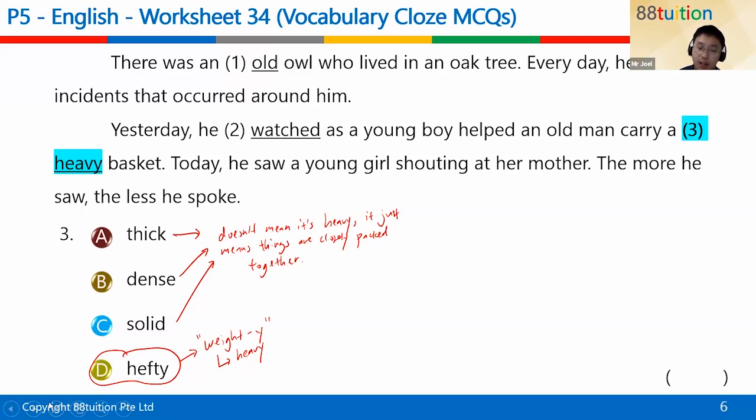Today, he saw a young girl shouting at her mother. The more he saw, the less he spoke. So the he over here is the old owl, right? So he saw people being kind, which is the young boy helping the old man. So he saw someone being kind. And he saw a young girl shouting at her mother. He saw someone being rude. All right. And the more the owl saw, the less the owl spoke.